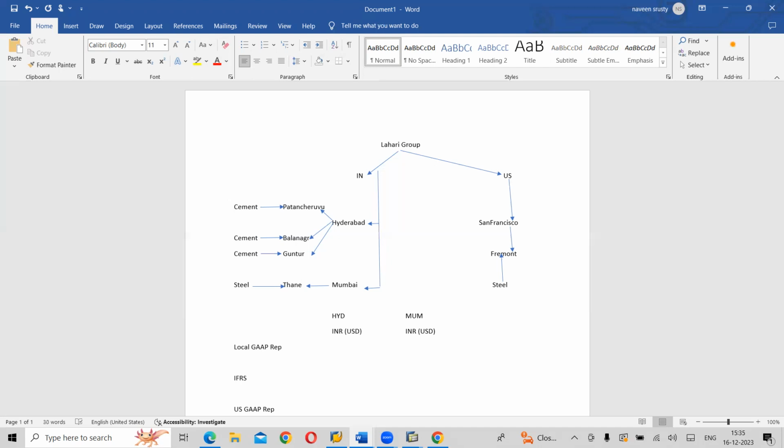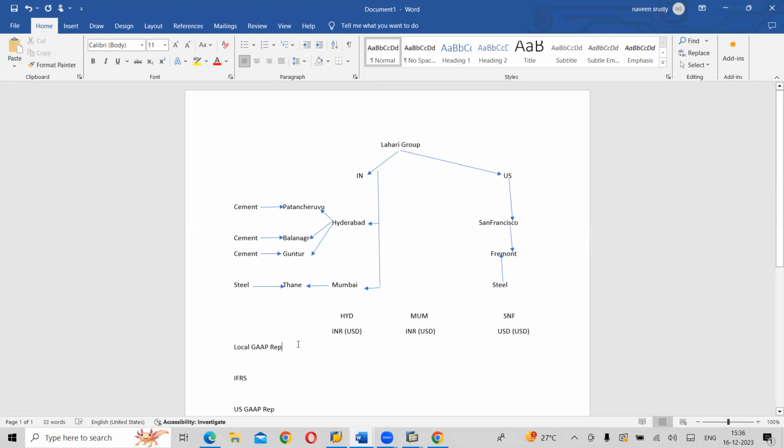And the US company we have is San Francisco. What is the San Francisco local currency? USD, right? USD, and for group currency we are using a common currency, USD, for all three company codes. Just write it down. So we have three company codes: a Hyderabad based company code, a Mumbai based company code, and a San Francisco US based company code. There are two currencies: one is local currency reporting and one is group currency, which is common USD for all the company codes.